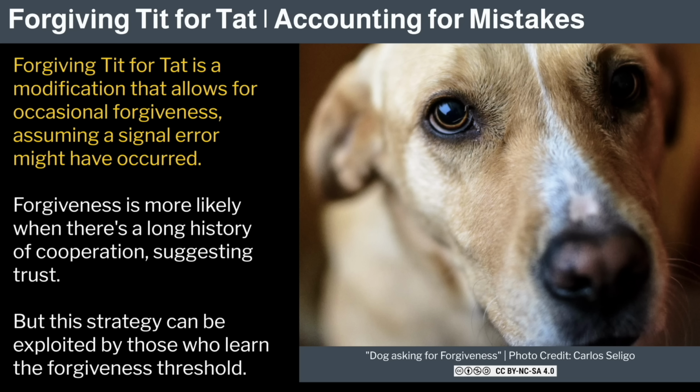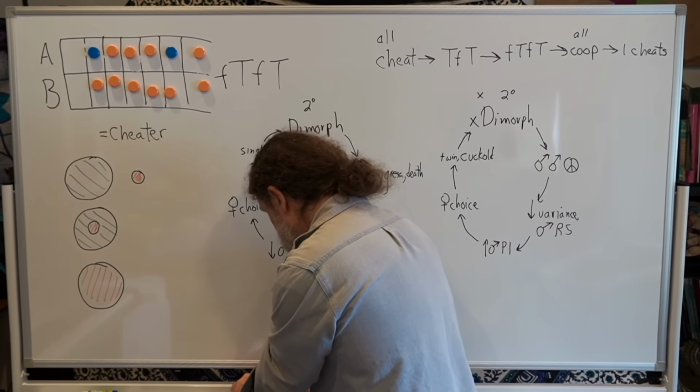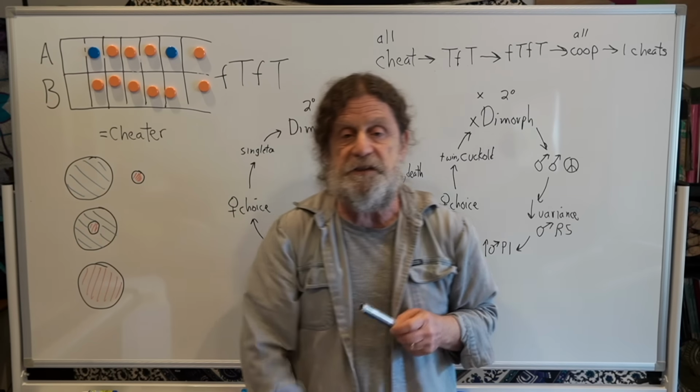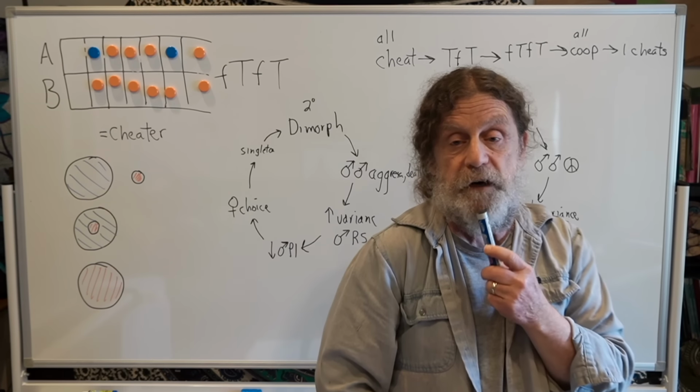Forgiving tit for tat can be exploited by cynics who have a sense of how many rounds you need to cooperate before they're going to trust you enough that they'll forgive you and say, that's an anomaly, that must have been a signal error. Forgiving tit for tat is vulnerable to exploitation like this. What people then began to see was all sorts of other strategies.